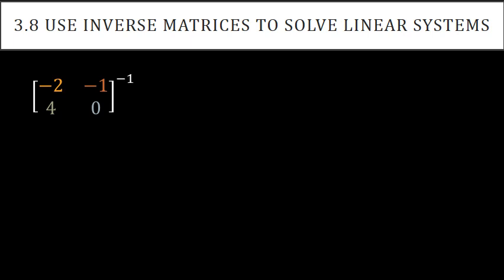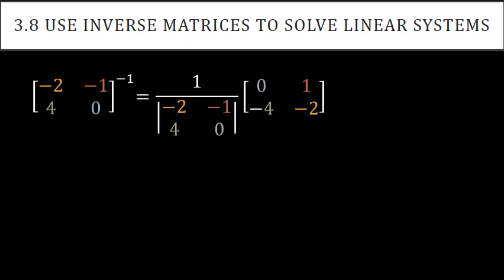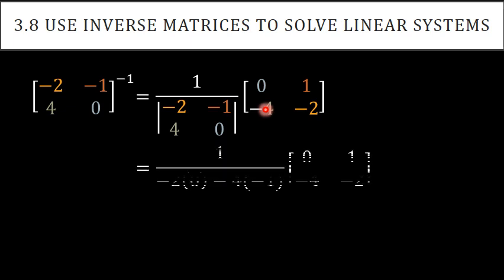Alright, now let's find the inverse of this matrix. It's 1 over the determinant times the mixed-up matrix. Notice the 0 and the negative 2 have traded places. The 4 became negative and the negative 1 became positive. So these two change their sign. Find your determinant. So it's the downward diagonal minus the upward. Negative 2 times 0 minus 4 times negative 1.